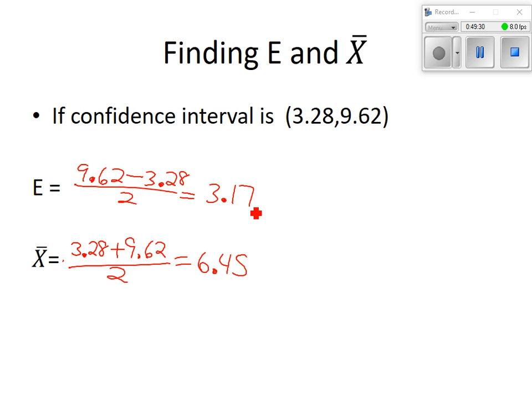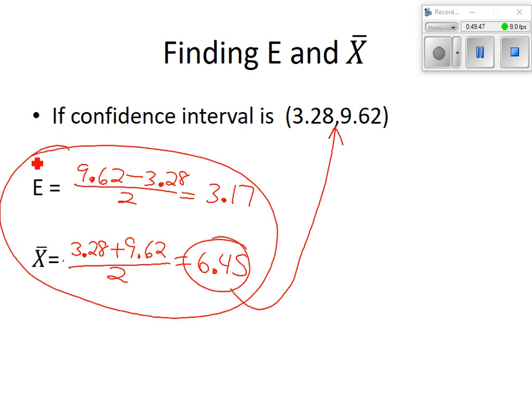Does it make sense for the X bar to be this? Yeah. Where should that be located again? Right in the middle. And then these numbers should be about 3 away from that. 3 lower, 3 higher, makes sense. You know, find those two, pretty important.